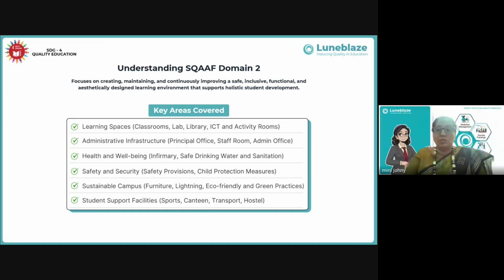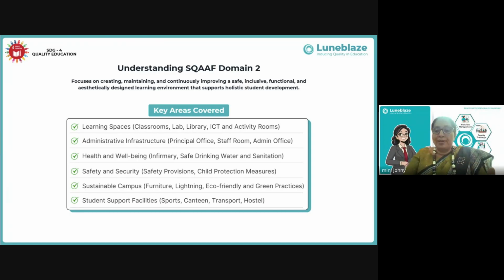Student support facilities. How are our sports? How is our canteen working? What documents are kept there? How is our transport working? How is our hostel working? Canteen and hostel: SQAAF will ask only those schools that have hostel facilities, and the canteen only for schools that have a canteen.